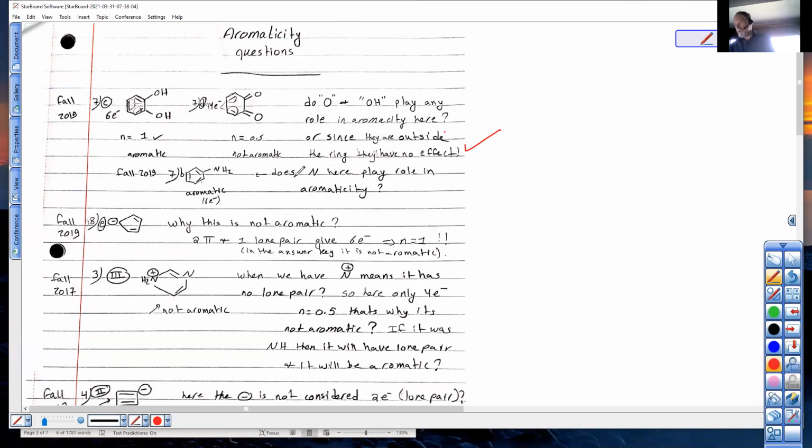And does N play a role in aromaticity here? No. Yes, the N can resonate with the benzene, but the benzene is aromatic all on its own without the N because it has the right number of pi electrons, 6.